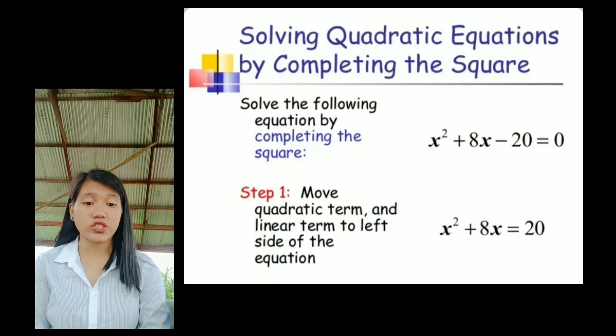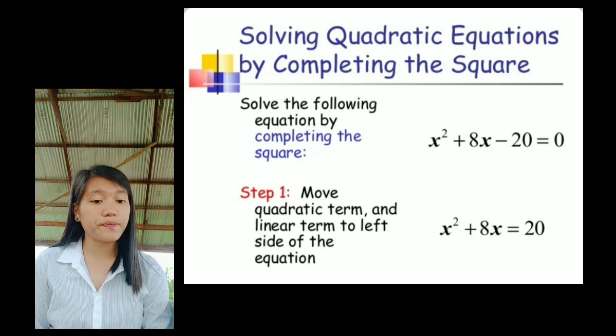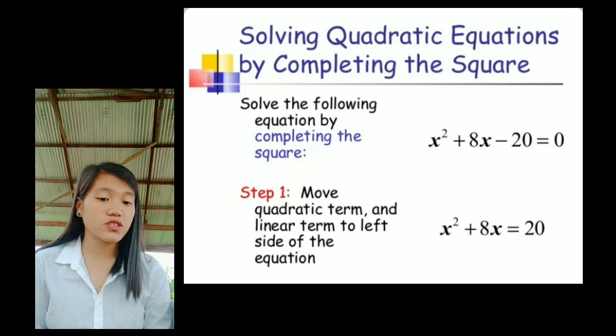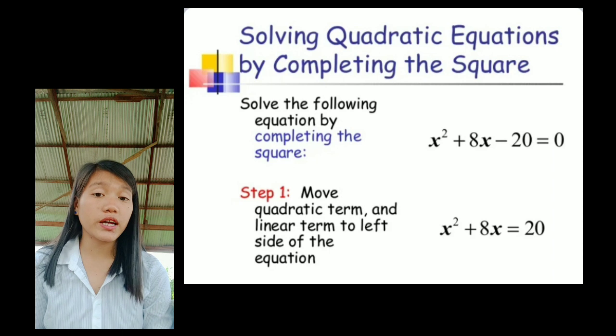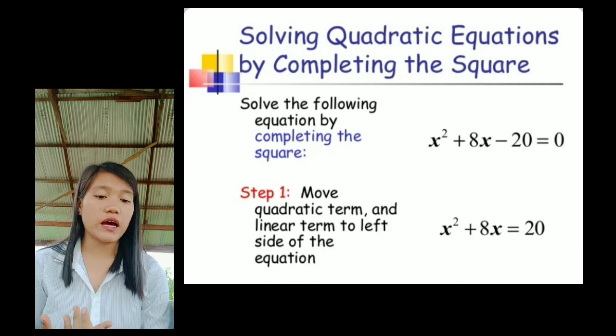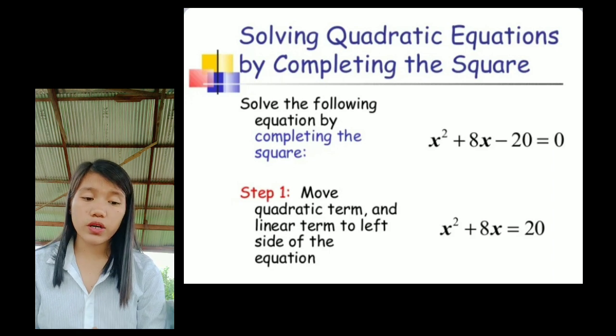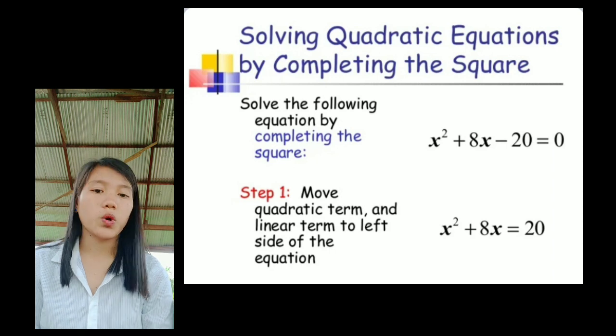Let's move on to our topic, which is solving quadratic equations by completing the square. For this equation or problem, we have the following steps to follow. Solving quadratic equations by completing the square. As you can see, we have here the example x squared plus 8x minus 20 equals 0. Step 1: move the quadratic term and linear term to the left side of the equation. So it turns out to be x squared plus 8x is equal to 20.